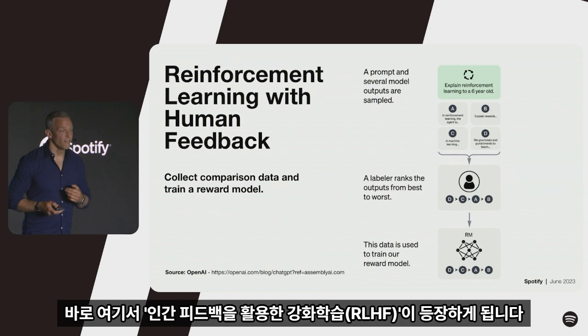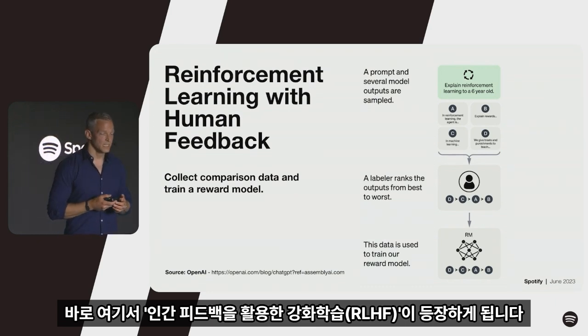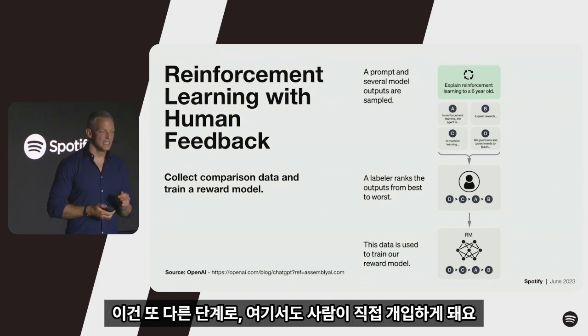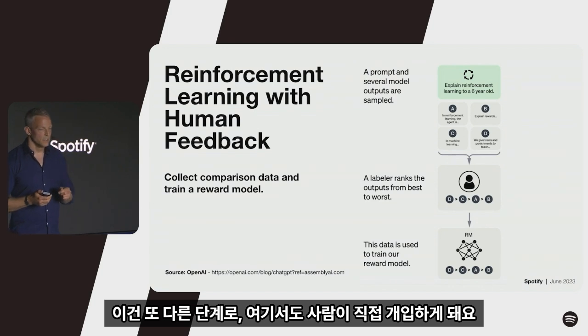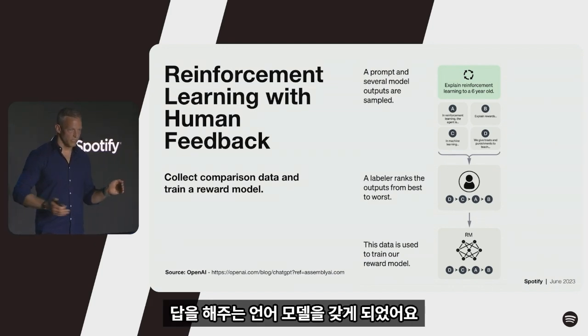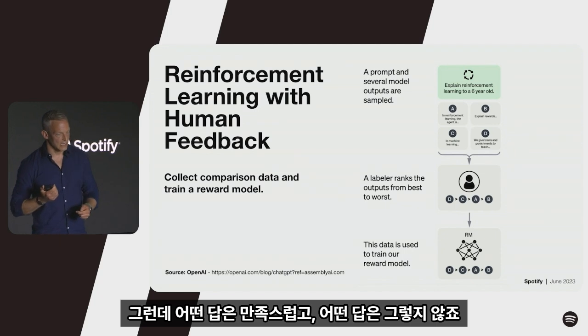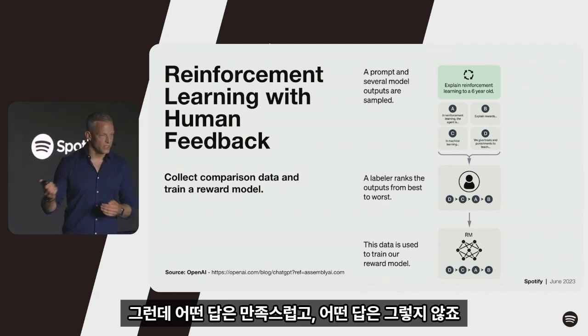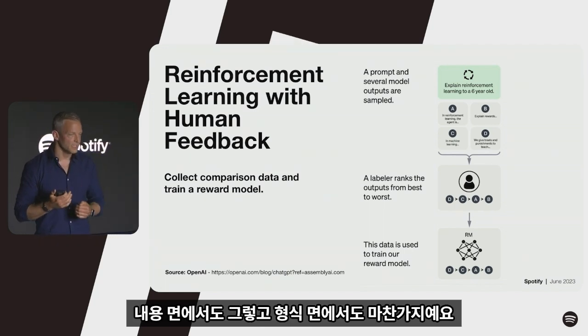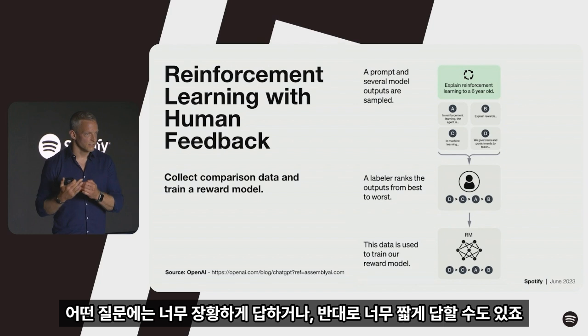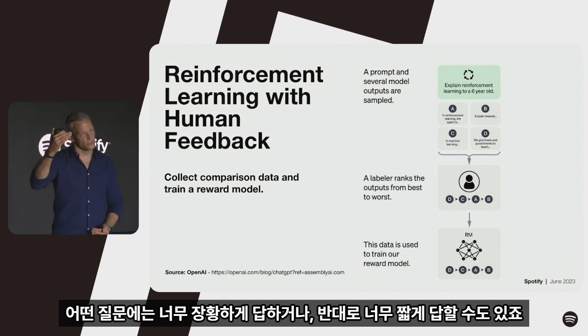This is where reinforcement learning with human feedback comes in. So this is yet another step where you use humans. So now we have this language model that you can ask questions and it gives answers. And sometimes it gives answers we like, sometimes it doesn't, both in the content, but also maybe in the formatting. Maybe it answers a question with too much text or too little text.